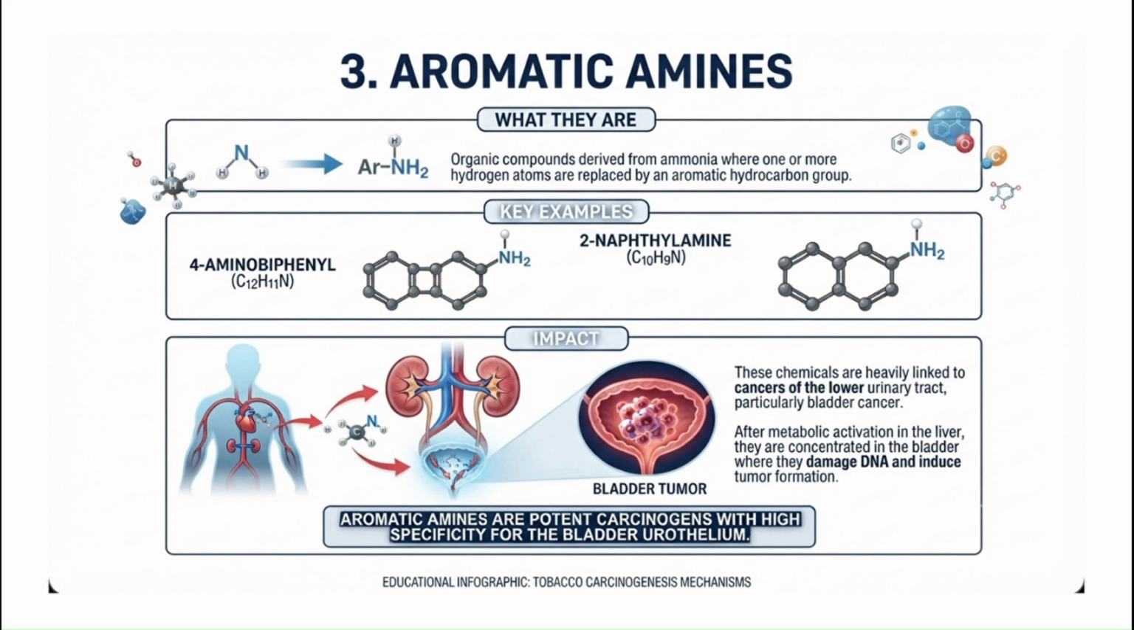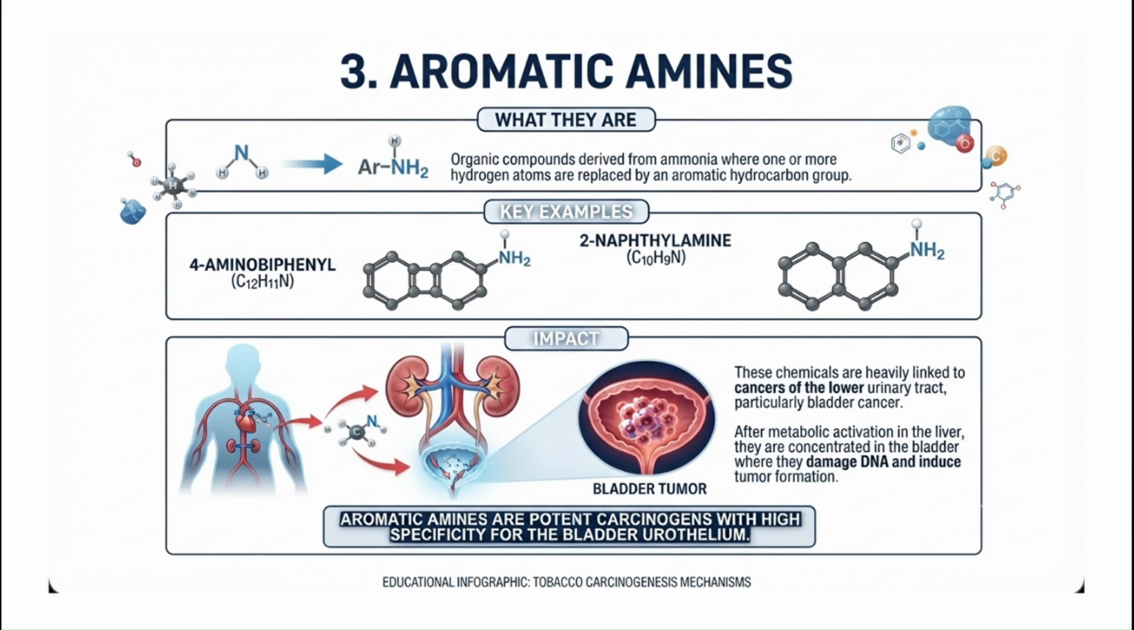3. Aromatic amines. What they are: these are organic derivatives of ammonia, featuring key examples such as 4-aminobiphenyl and 2-naphthylamine. Impact: once absorbed and processed by the body, these chemicals are heavily concentrated in the lower urinary tract, making them a primary driver of bladder cancer.